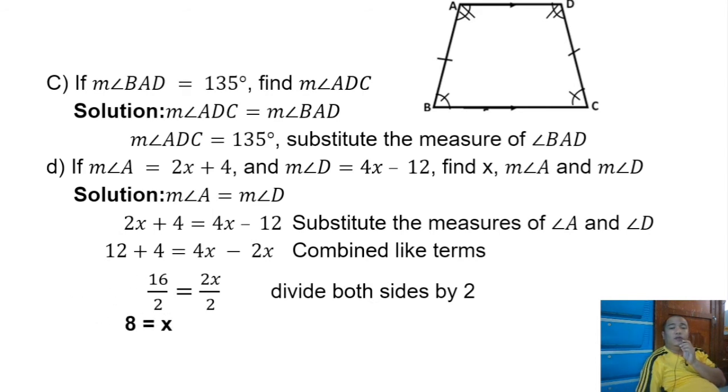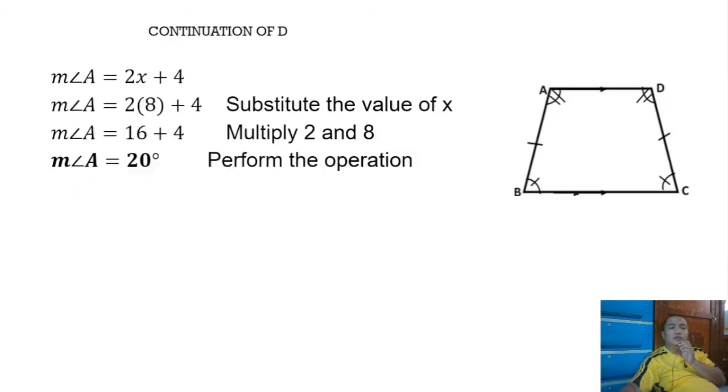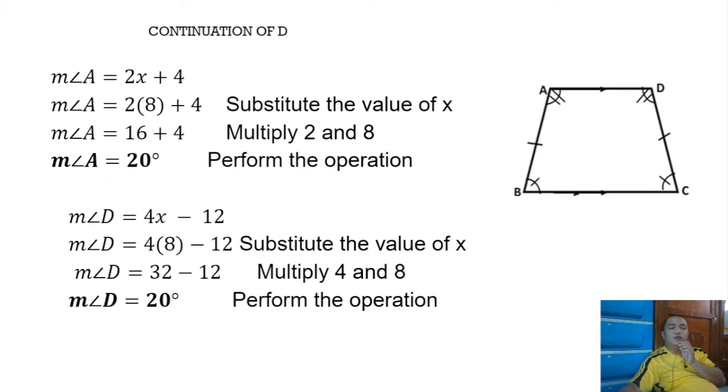If x is equal to 8, what's the measure of angle A? It's 20. 16 plus 4, 20. For angle D, 8 times 4, 32 minus 12, 20 also. They are both equal to 20 degrees.